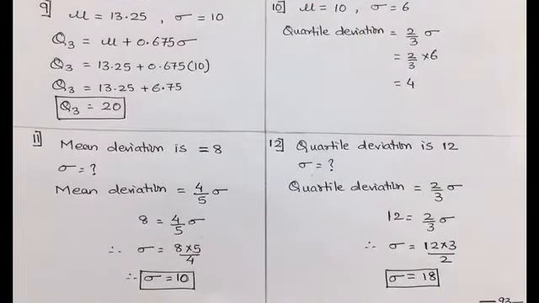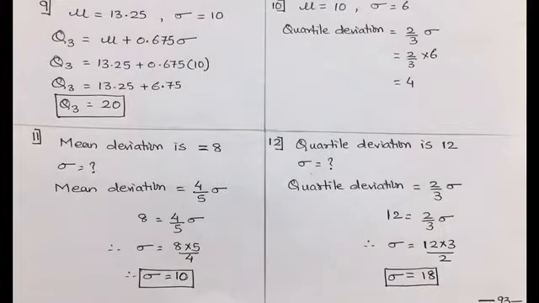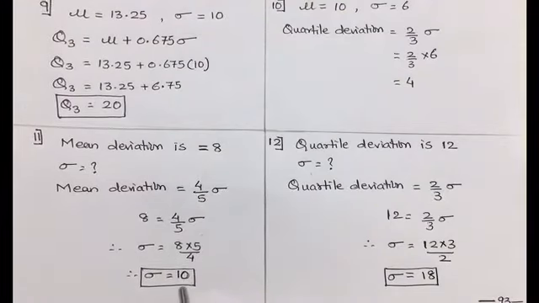Now section B, the 11th question is: mean deviation given is 8. We need to calculate the standard deviation, that is sigma. Now the formula of mean deviation is 4 by 5 sigma. Mean deviation given is 8. So 8 is equal to 4 upon 5 sigma. For calculating sigma, 5 will be multiplied with 8 and divided by 4, that is cross multiplication. We get the value of sigma as 10.